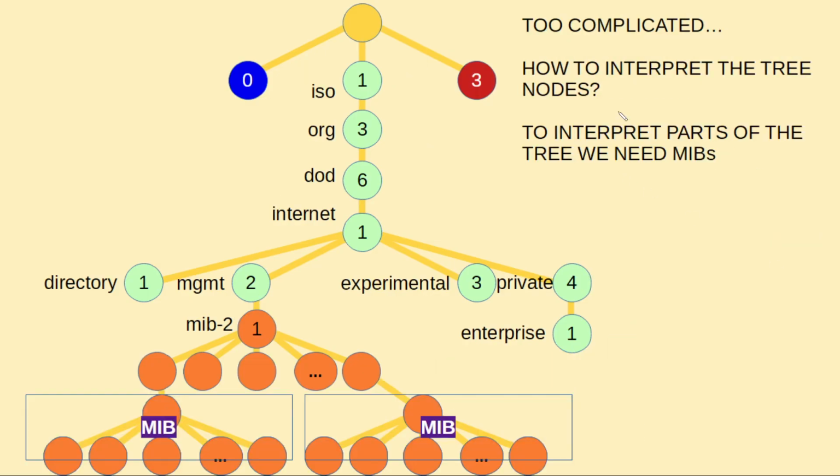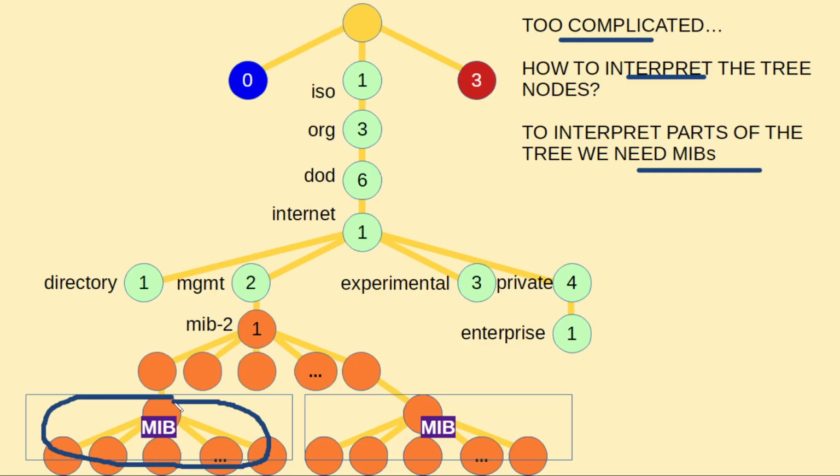Working with object ID trees can become too complicated. In order to interpret them, we need some particular files that are known as management information bases, or MIBs, where these MIBs will help me to interpret a part of the tree. What are the nodes that exist there? What are the object IDs? How to work with them? In order to work with another part of the tree, we will need a different MIB. So we actually need several dozens of MIBs in order to work with a complete tree.